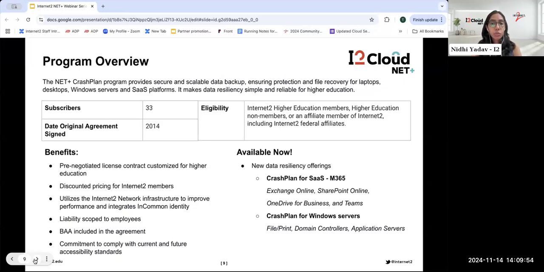Next, I'm excited to share the newest data resiliency offerings from CrashPlan. First, CrashPlan for M365, protecting Exchange, SharePoint, OneDrive, OneDrive for Business and Teams. Second, CrashPlan for Windows servers, for file, print, domain controllers, and application servers. Internet2 is currently working to include these new offerings in the NetPlus contract. Next slide, please.